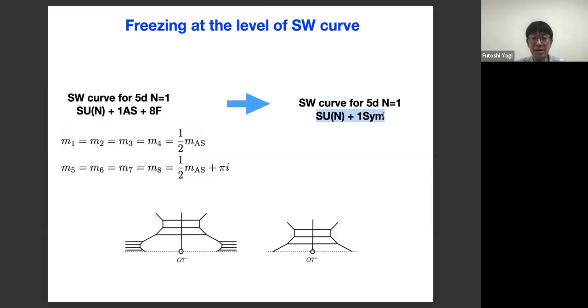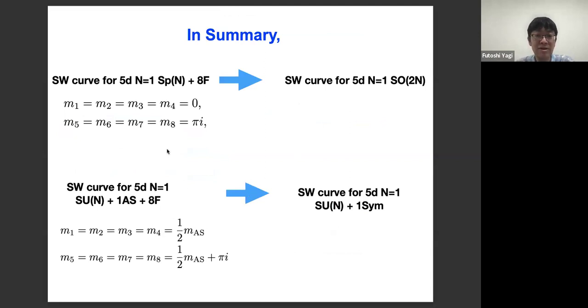So this is another observation of freezing also at the level of the Seiberg-Witten curve. So this is a summary. What I explained is that if we tune the mass, then we reproduce the Seiberg-Witten curve of the corresponding gauge theory. And in principle, I expect that the other one, like tuning A, should also be possible, but the Seiberg-Witten curve is written in terms of the gauge invariant Coulomb moduli U instead of A.